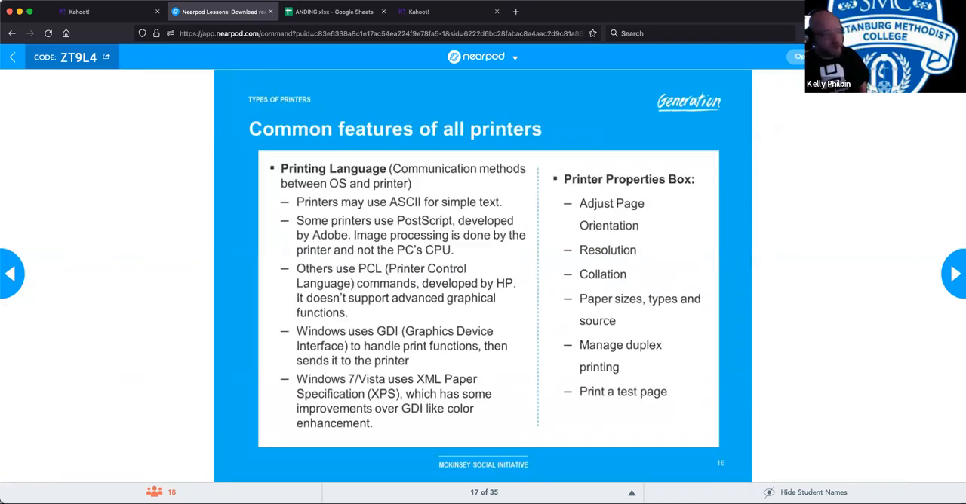Common features of all printers. Typically, they all have to operate off of a similar language. They need to know how to talk to the computers, things like that. So for simple text, they may use ASCII. If we remember that, we were talking about binary. Some other printers are starting to use PostScript, which was developed by Adobe. And the image is done by the printer itself and not the PC's CPU.